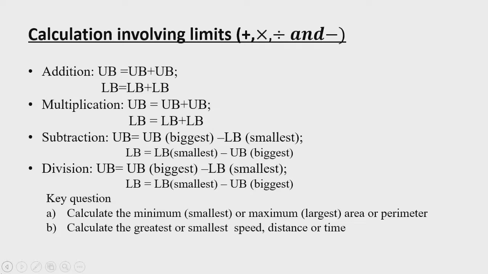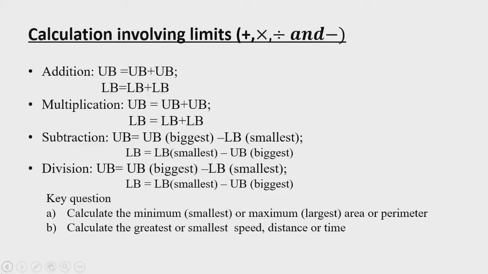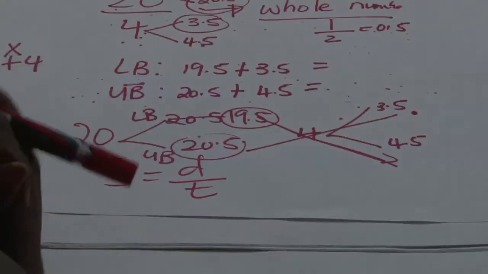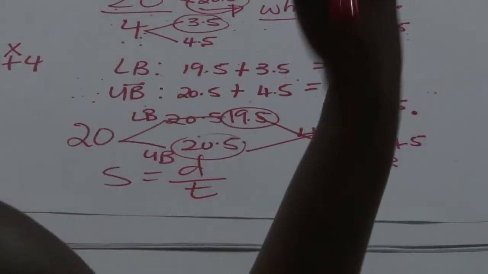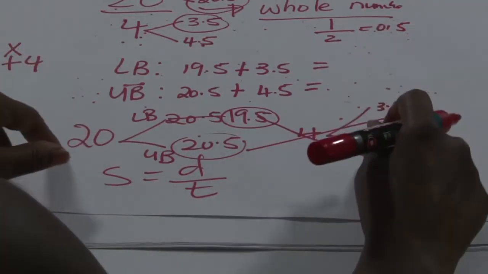Lower bounds together, upper bounds together. Perimeter is addition. We add the borders together: upper bounds together, lower bounds together. The question may ask to work out the greatest speed. You know that when you calculate speed, you divide distance by time. This is already a division, so you must follow the rule on division.